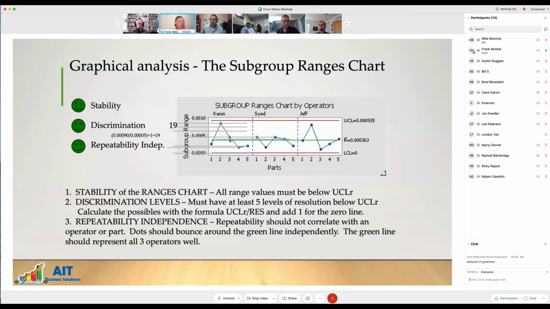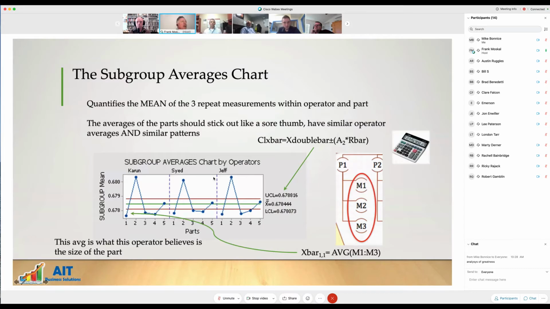Repeatability independence: I want to see that there is no operator that stands out as being really high in their readings or extremely low. If, say, Syed's ranges were way down here below the green line, I might say, hey, Syed is showing that he can do it much better. The question becomes, why? Does Syed have a better process? How can he do that? We should share those best practices across the entire group of operators, right? And fix the process, get the process better. If there's potential for improvement, that's great.